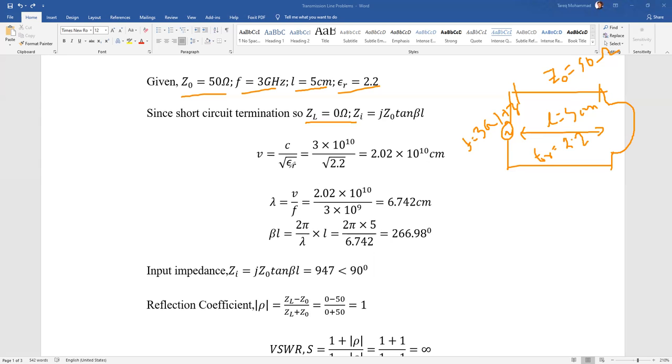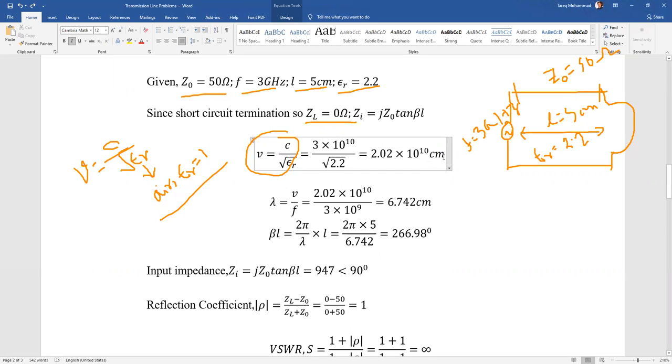So v is equal to c by square root of epsilon r, is equal to 3 into 10. See, this is the formula of v, velocity. v means the velocity, c by a square root of epsilon r. See here, if it is in the air medium, for air medium, the value of epsilon r is equal to 1. For the air medium, the value of epsilon r is 1. So c by square root of epsilon r is the value for this equation. So we need to modify it, centimeter per second, right? So that is centimeter per second.